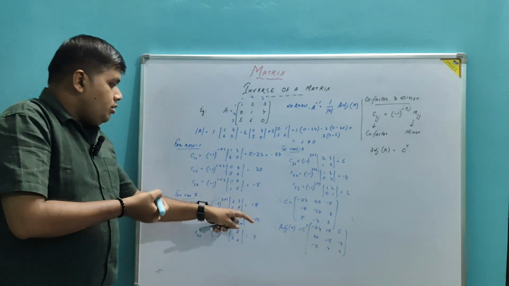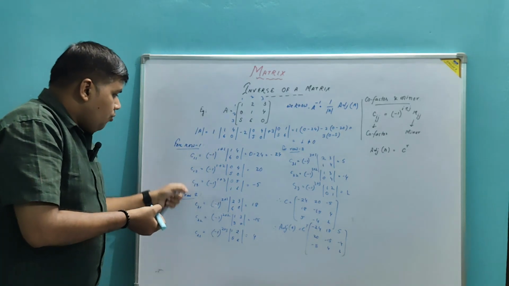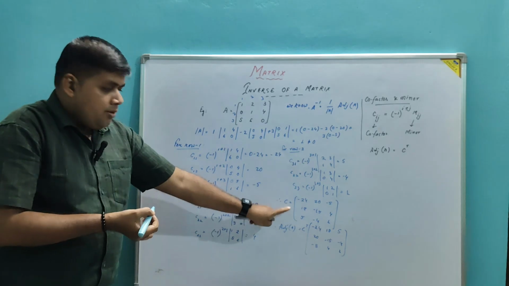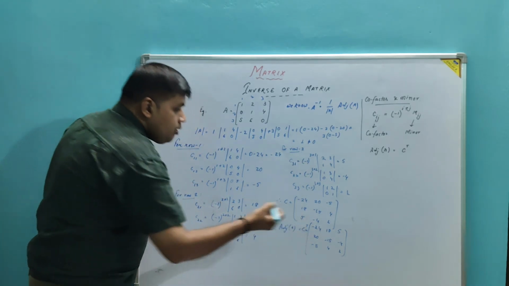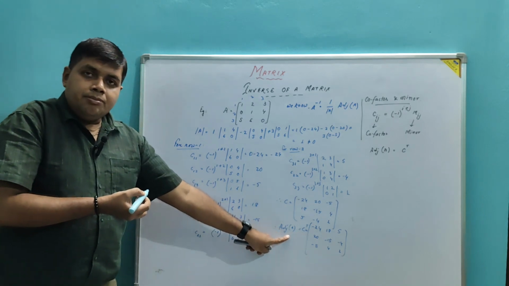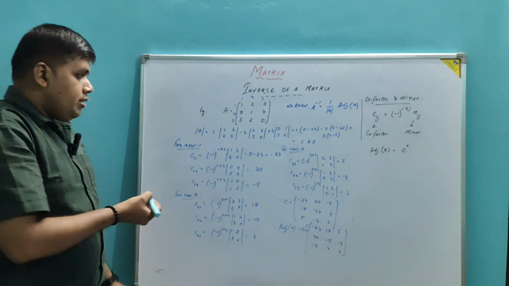So till now, what we have got? We have the determinant. We have found the cofactors for the 3 rows. We have found the cofactor matrix. By taking the transpose of the cofactor matrix, we have found the adjoint matrix of A. Finally, we can find the inverse.